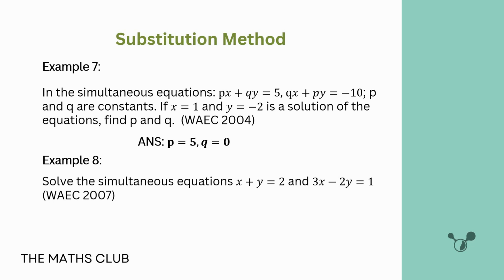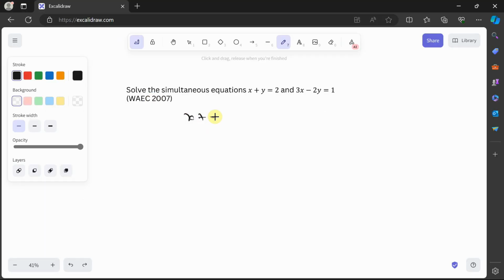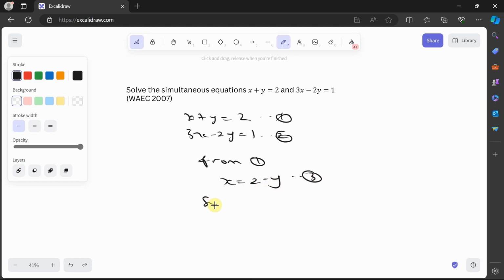Welcome back. Let's solve it together. So we have x plus y is equal to 2 and 3x minus 2y is equal to 1. We're using the substitution method. So these are equation 1 and equation 2. From equation 1, x is equal to 2 minus y, which would be our equation 3. So I'll substitute equation 3 in which equation? Great, in equation 2. So that would be 3 open bracket 2 minus y, minus 2y is equal to 1.